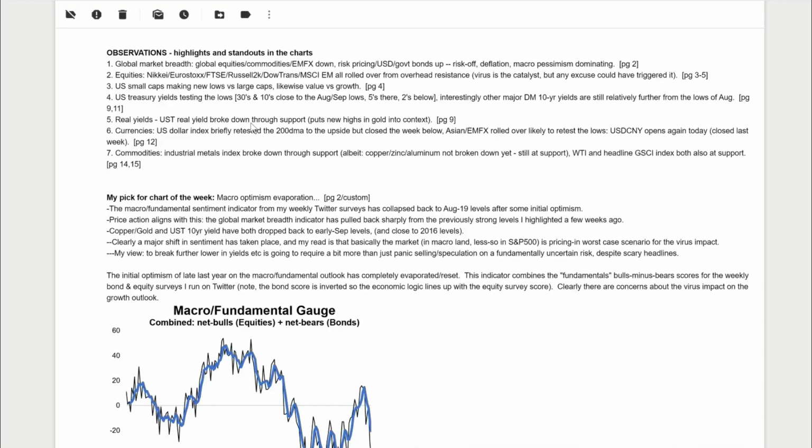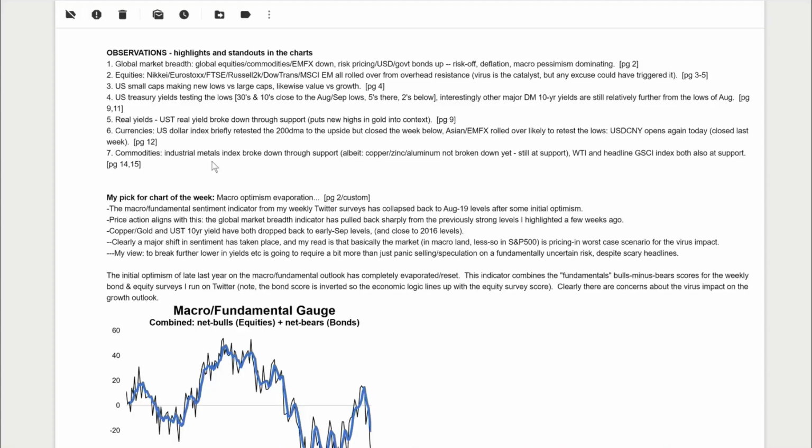And then real yields, as I mentioned, rolled over, broken down through support. And because real yields trade inversely to gold, that puts the new highs in gold into context as well. Currencies: the US dollar briefly retested the 200 DMA, the 200-day moving average. It did drop below, and then had an attempt to get back above, but actually closed the week below there. So I think I have a pretty compelling bearish case for the US dollar this year. And I look at the chart and it's pretty much looking that way so far.